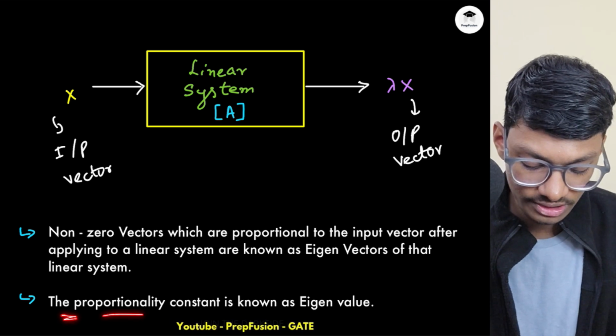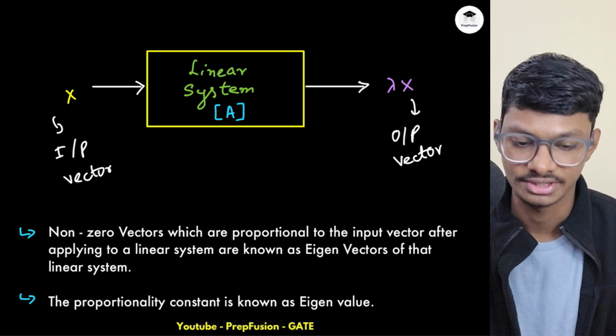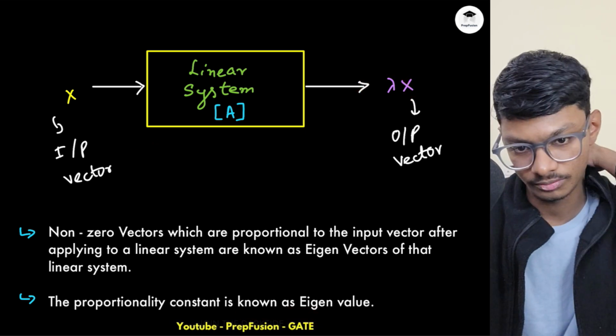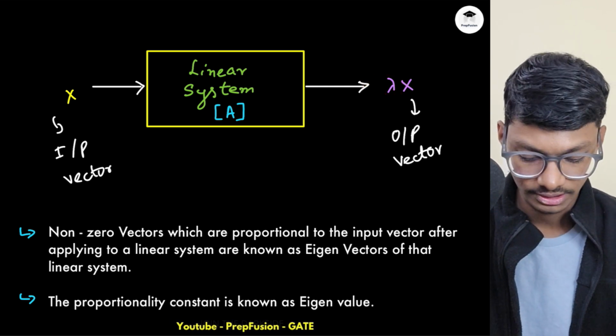Now the proportionality constant is known as the eigenvalue. So whatever the proportionality constant is, this is known as the eigenvalue of that particular input. The eigenvalues of the system are this proportionality constant. So this is another definition.